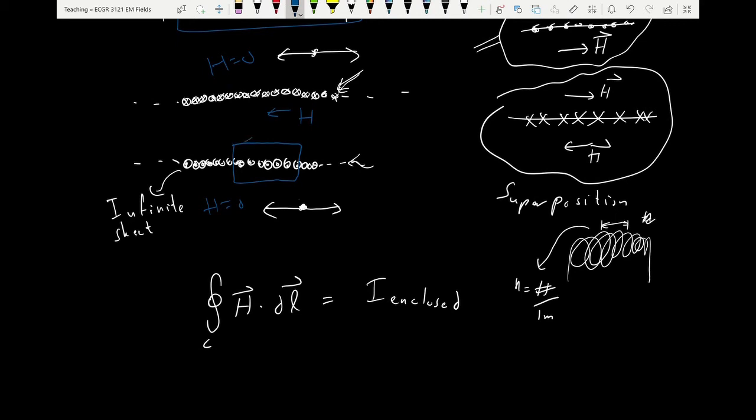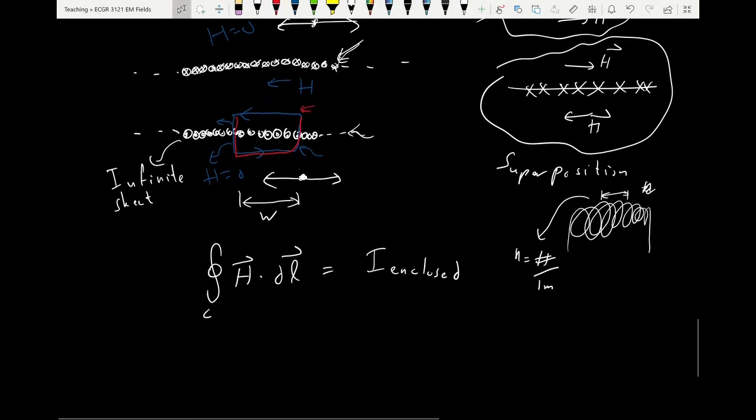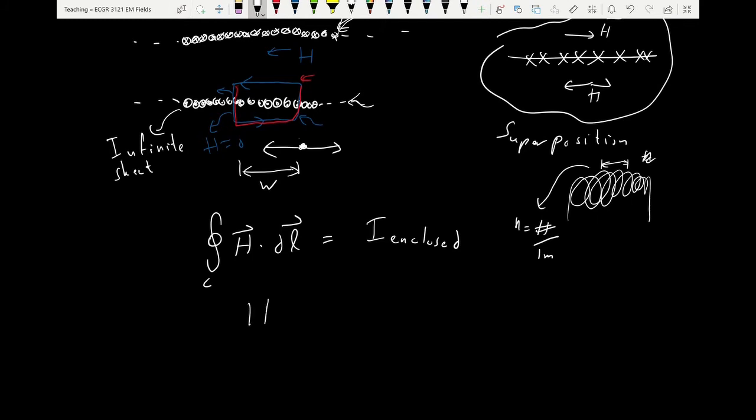If I pick this contour and pick the directionality of the contour to be counterclockwise, the field along those perpendicular lines will be multiplied by the displacement, dotted with the displacement, but they are 90 degrees with respect to each other, so that will be 0. So this whole portion of the contour gives me 0. The only portion that gives me anything is this portion. And let the width of this contour be W, and so this integral becomes H times W.